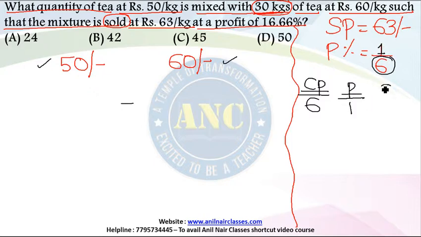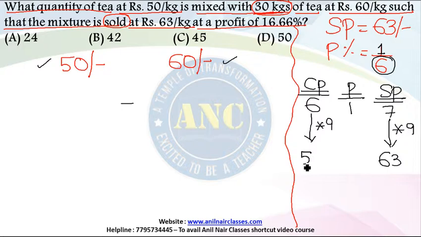Profit is 1. So selling price should be 6 plus 1, 7. But the question says it is not 7, it is 63. 7 into which number is 63? 7 into 9. 6 also multiply by 9. 6 into 9 is 54. Cost price is 54. That means the resultant cost price is 54.